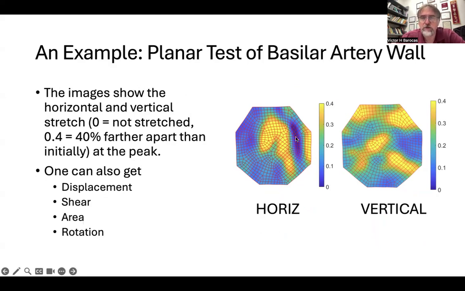But what you'll notice is, like in this area here, the tissue is stretching a lot in these yellow regions, but not so much here in this blue region. So the digital image correlation can tell us the overall stretch, but also the stretch in different regions within the tissue. So if that's important to you, this is a very valuable tool.